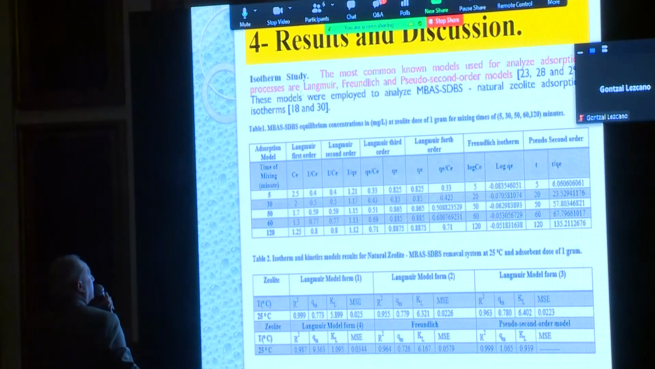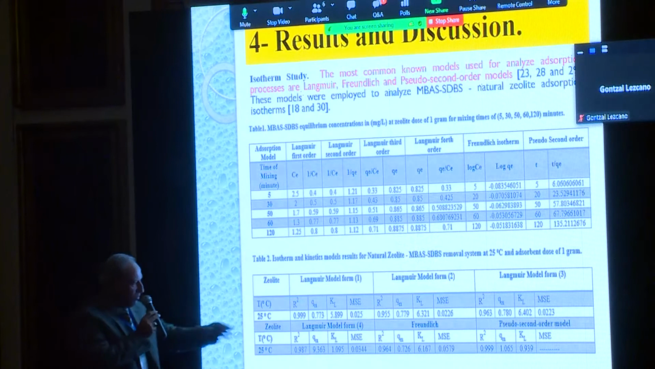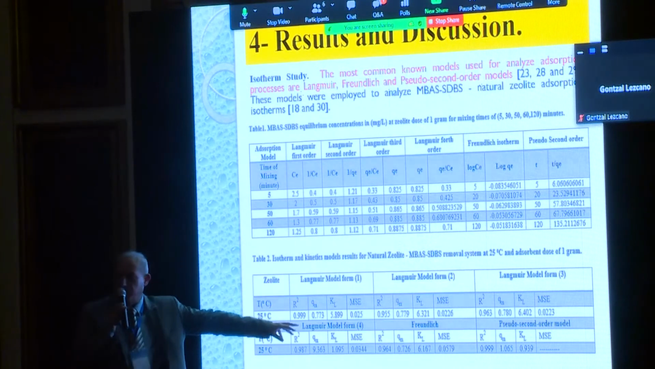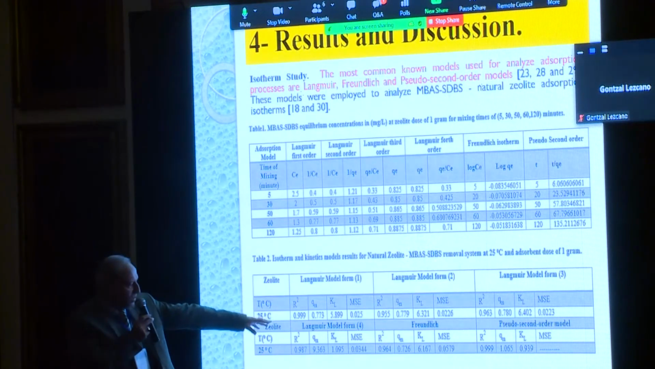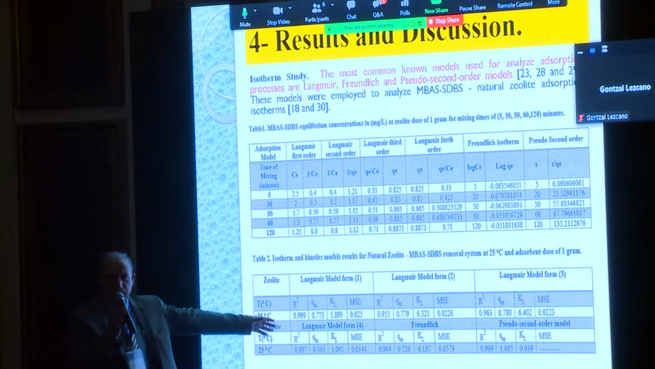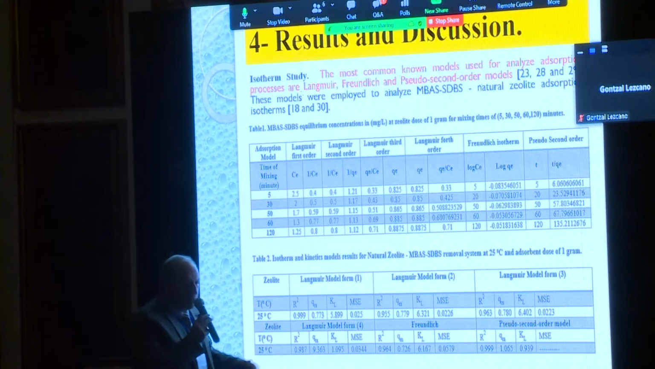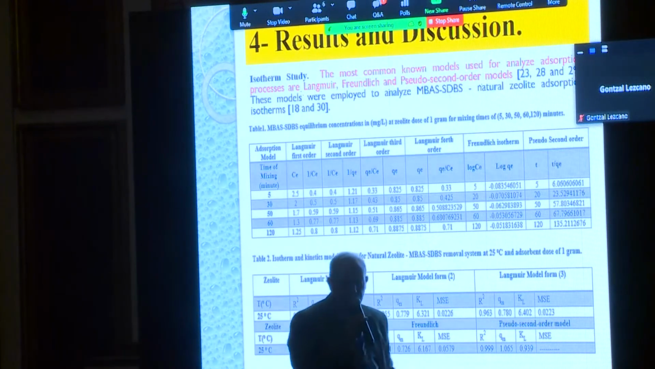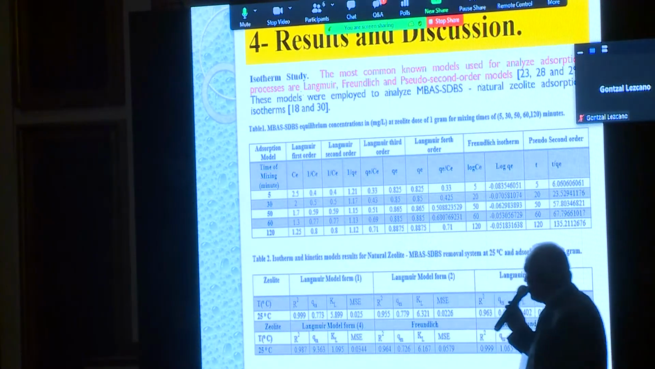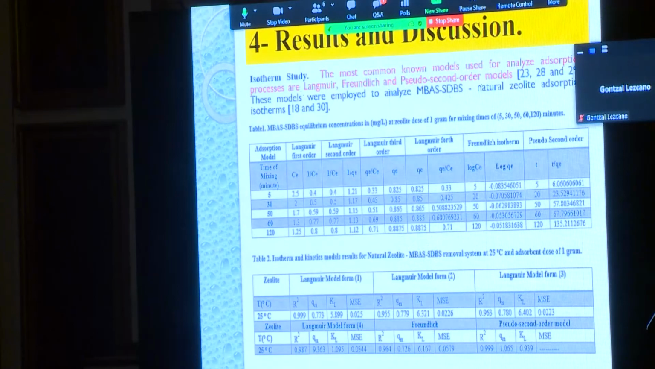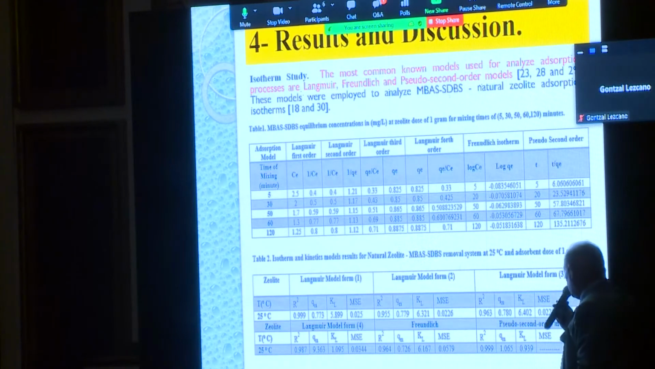Again, the isotherm studies, and you see that the correlation coefficients of all of the models are about 0.99, something like this, which means that the data are fitted by all of the models, but actually the most accurate one is the pseudo-second order model.